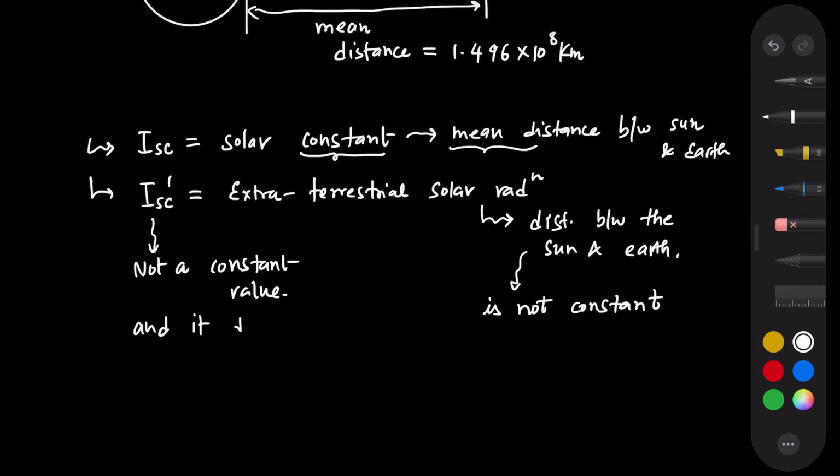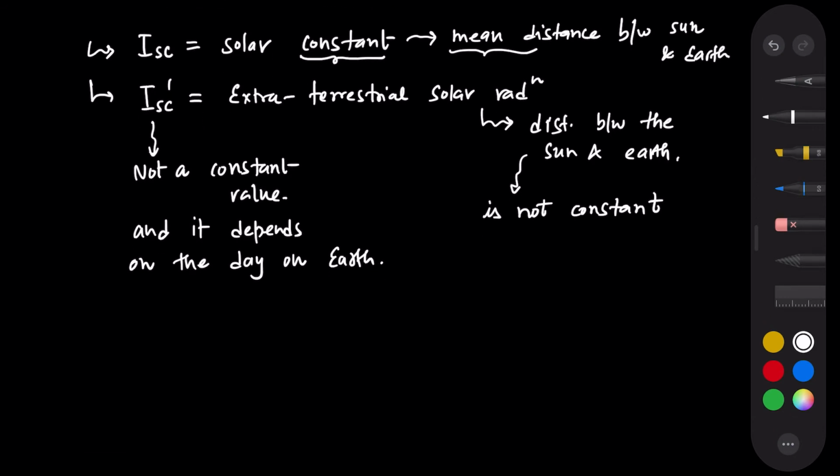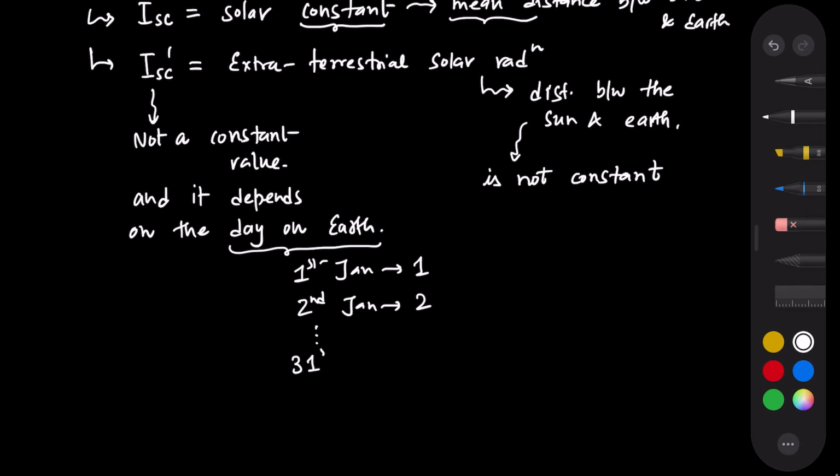It depends on the day on earth. First of all, what does day on earth mean? It means that 1st of January is considered as the first day on the earth, 2nd of January is considered as the second day on the earth, and similarly, 31st December is considered as the 365th day on the earth.